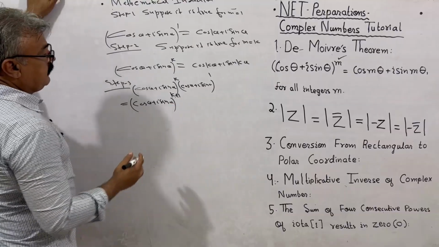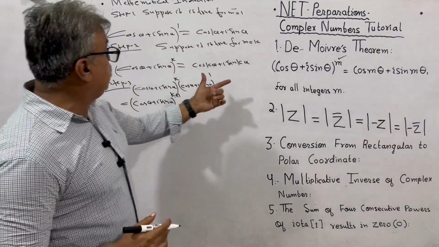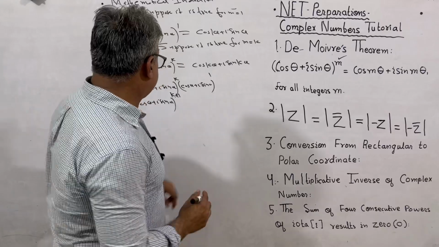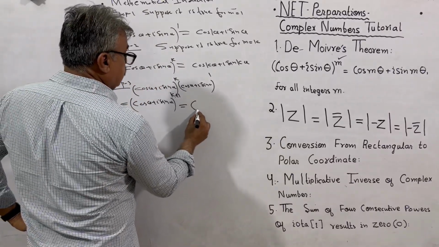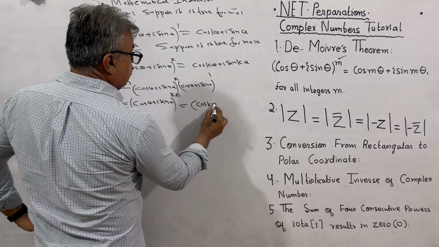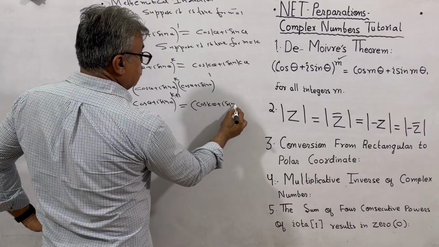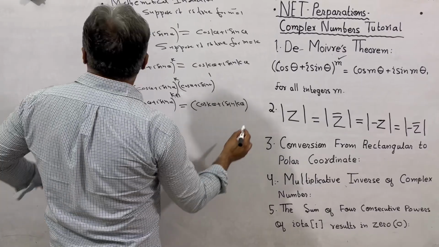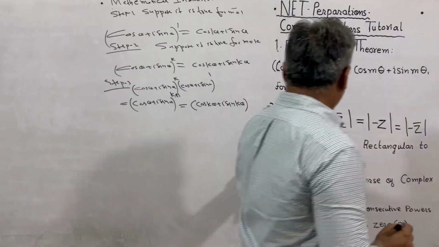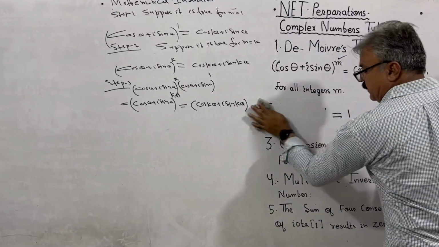I have managed the left side, but our real target is how to settle the right hand side. It will become cos k theta plus iota sin k theta. Let me erase this and make some space for myself.